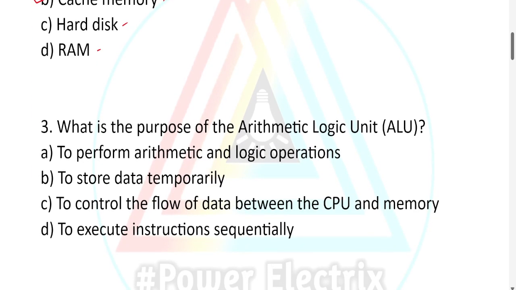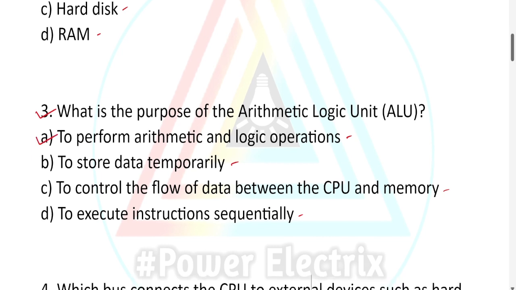Question number 3. What is the purpose of the arithmetic logic unit, ALU? Option A, to perform arithmetic and logic operations. Option B, to store data temporarily. Option C, to control the flow of data between the CPU and memory. And option D, to execute instructions sequentially. The correct answer is option A, to perform arithmetic and logic operations. Next.